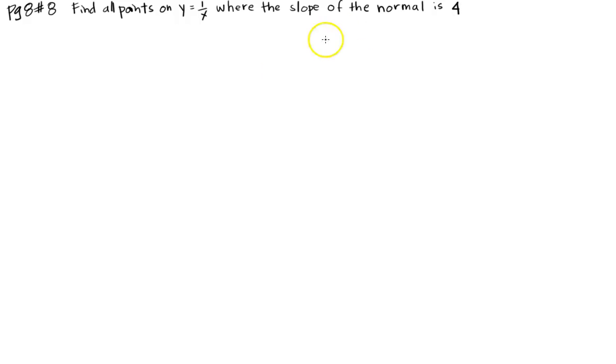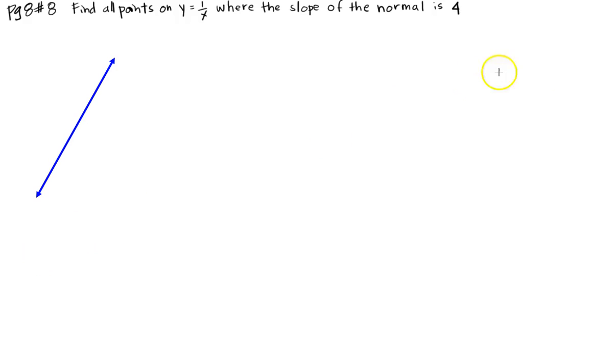So for the first bit, let's just make sure we know what we're talking about. Okay, so we're looking for a normal. So some line that is going to have a slope of about 4. So what does a slope of 4 look like? Maybe about 1 over and 4 up. So I guess something that looks kind of like this, maybe? I'll say it's about that.